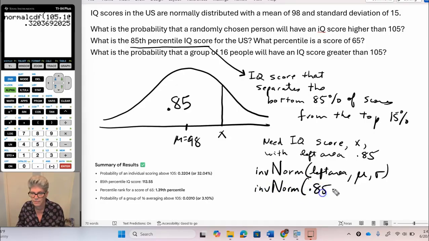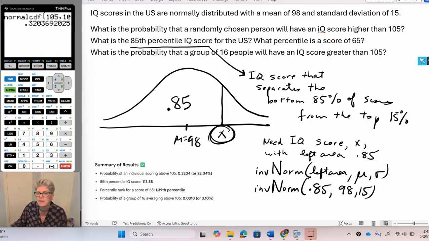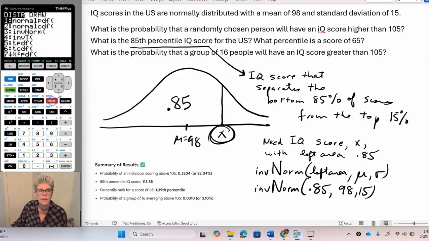So 0.85 and 98 and 15. And then this will give us the IQ score for the 85th percentile. So I'm going to show you guys how to do that now. Do second vars. And we want to come down here to inverse norm.